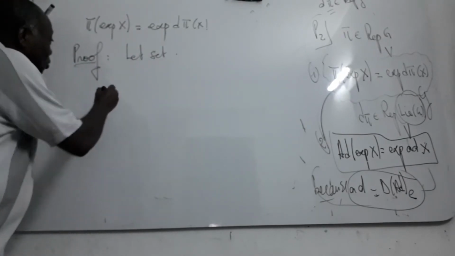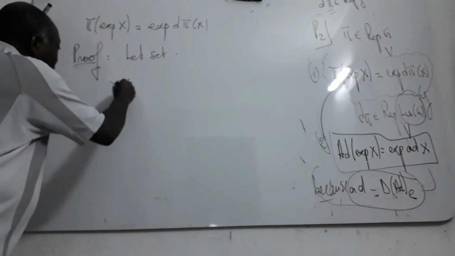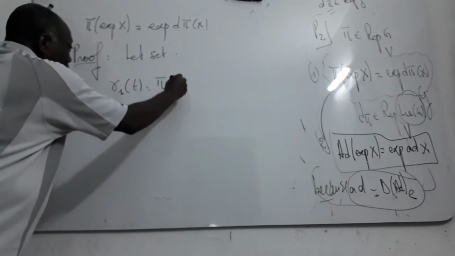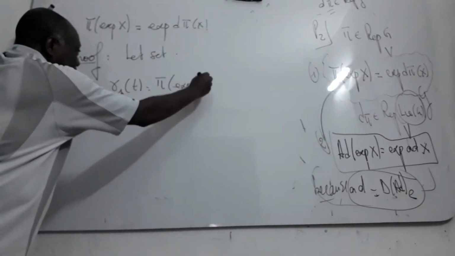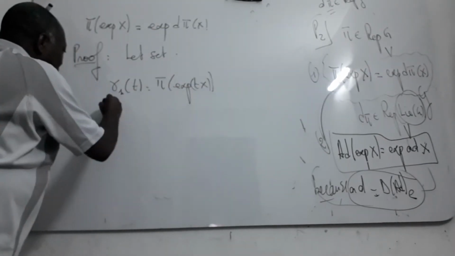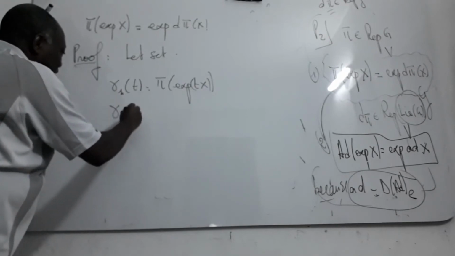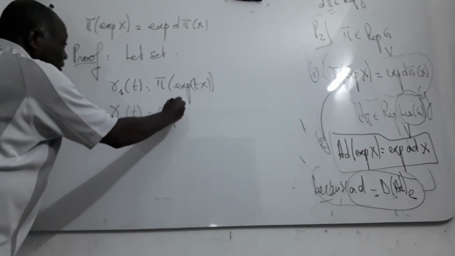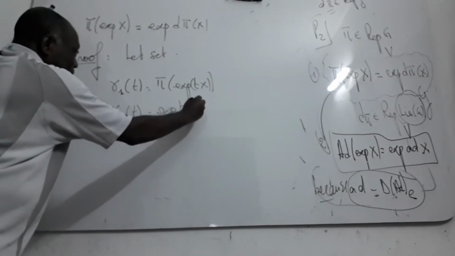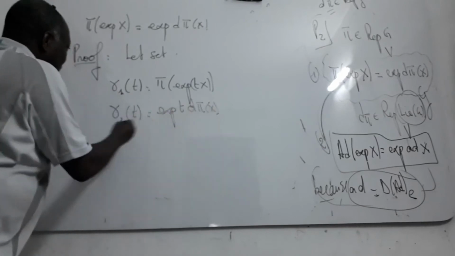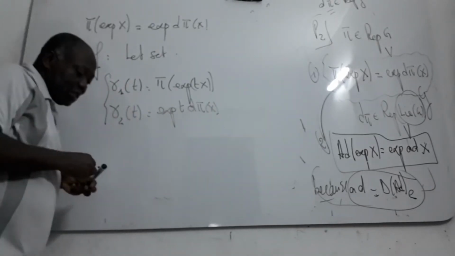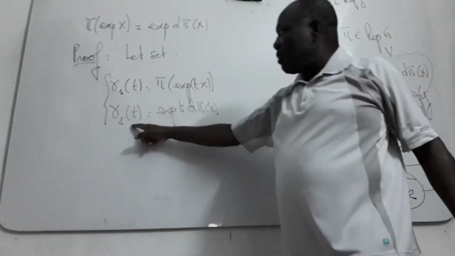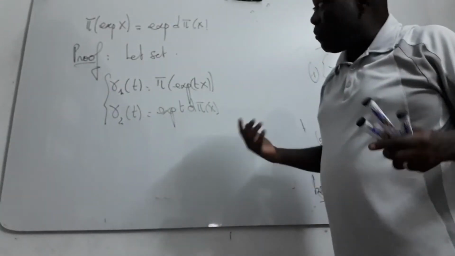Let's set, for example, gamma 1 of t equal to pi of the exponential of tx, like this, and gamma 2 of t, let us put the exponential of t d pi of x. You put these two marks. Gamma 1 and gamma 2 are one parameter subgroups of GL(N).